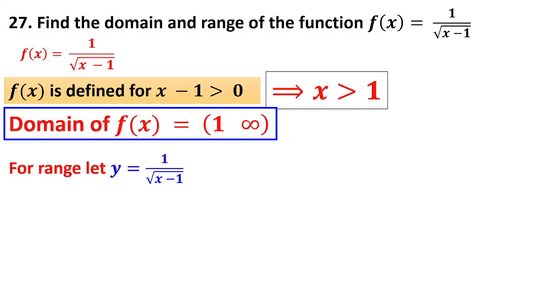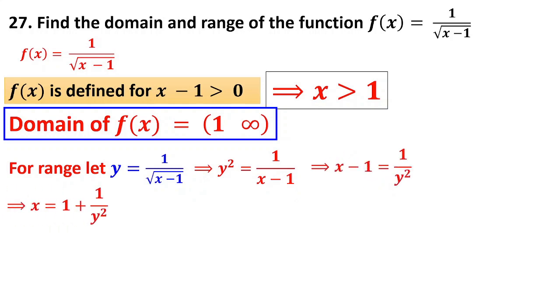For that we have to take y is equal to 1 by root x minus 1. Solve this. Get the value of x in terms of y. Therefore I am going for it. Okay. y square is equal to 1 by x minus 1, and x minus 1 is 1 by y square. Therefore x is equal to 1 plus 1 by y square, or x is y square plus 1 by y square.